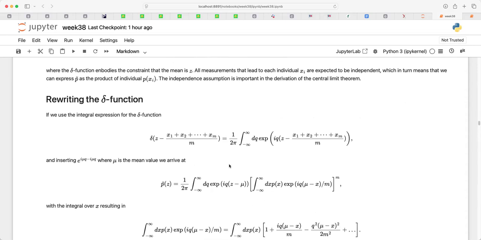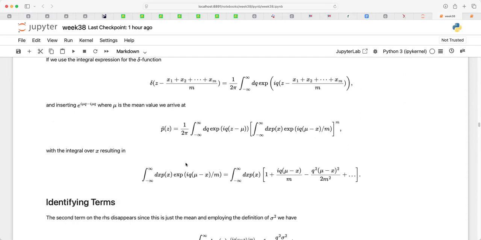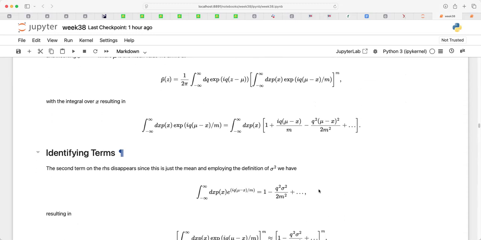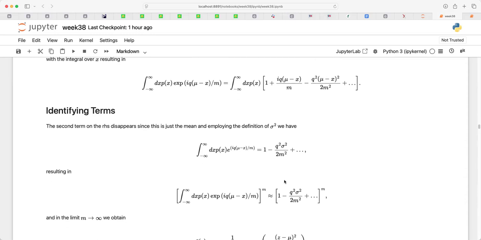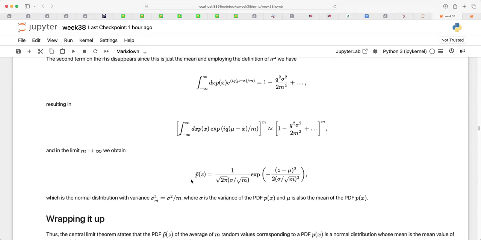So there are some tricks where you can show that when you Taylor expand this one, you can recognize terms. The first one is going to be the mean value x minus the mean value, so that will give us 0. And the second term is actually going to be the variance. So when I calculate this integral, I get 1 minus q times sigma squared divided by 2m. And I can show that this p of z, in the limit m goes to infinity, becomes a Gaussian itself.